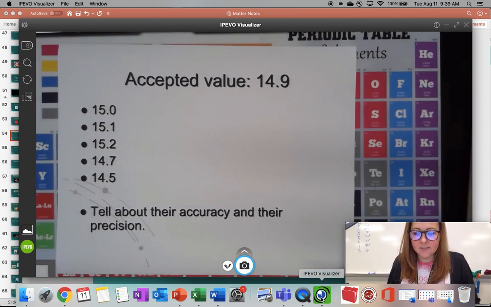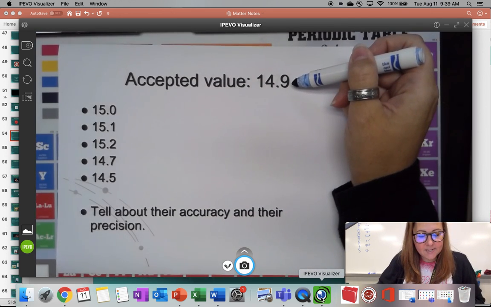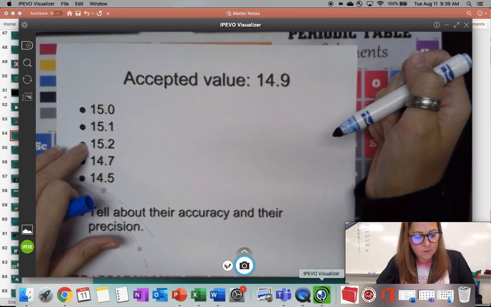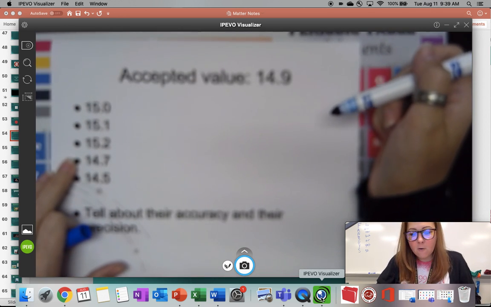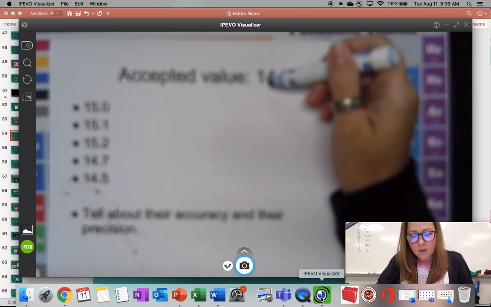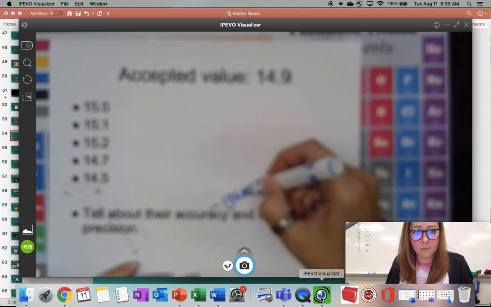Now, if I look at this next one, I should have 14.9. My data set over here, I'm anywhere from 15.2 to 14.7. Overall, those are pretty close to the 14.9. So I'm going to say that my accuracy is pretty good on this one.